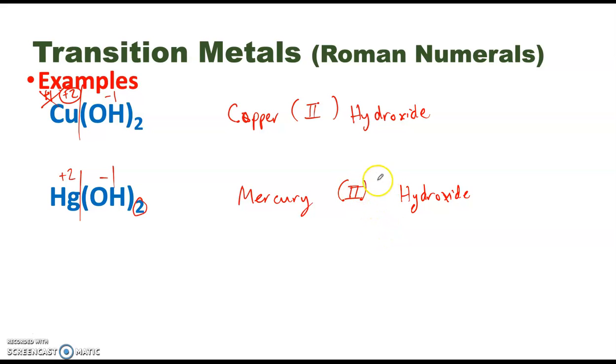And the Roman numerals go between the names. Another common mistake I see is that students put the Roman numerals at the end of the name. I'm not sure why they do that, but that is not correct.